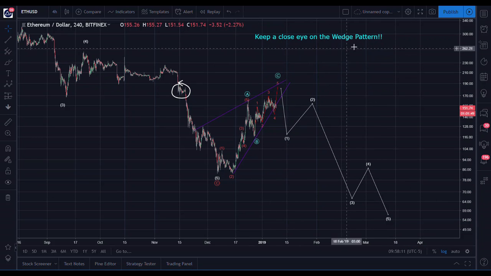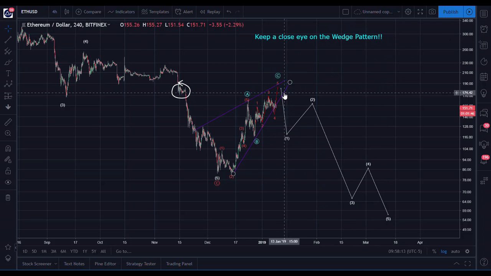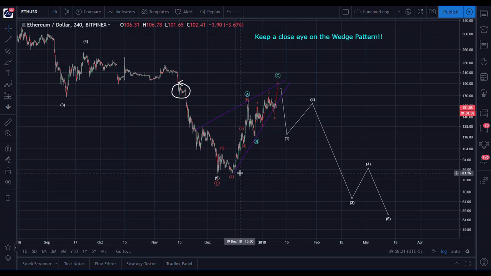So again, keep a very close eye on this wedge. Anything above the 167s, 170s, I'd start taking good profits, especially if you, like I was, came in this region.